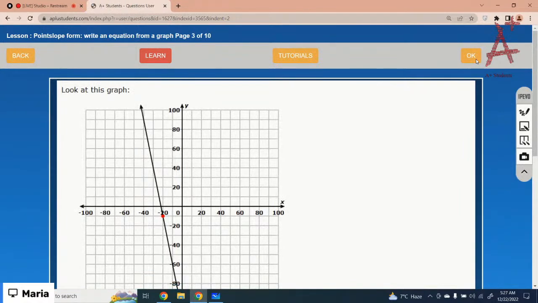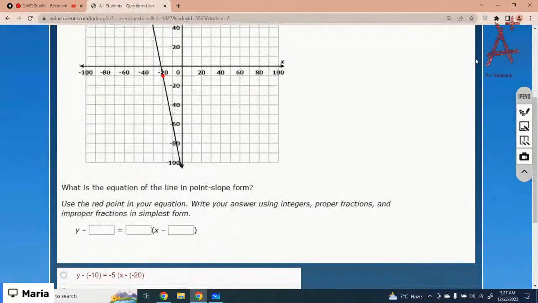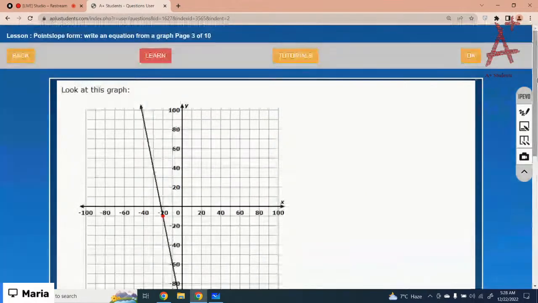Okay, which is the correct option for the next one? Negative 20 and negative 10. Option number 1 is the correct one. Because in option number 1, you have the points negative 10 and negative 20. Also, the slope must be negative 5. So option number 1 is the correct option.